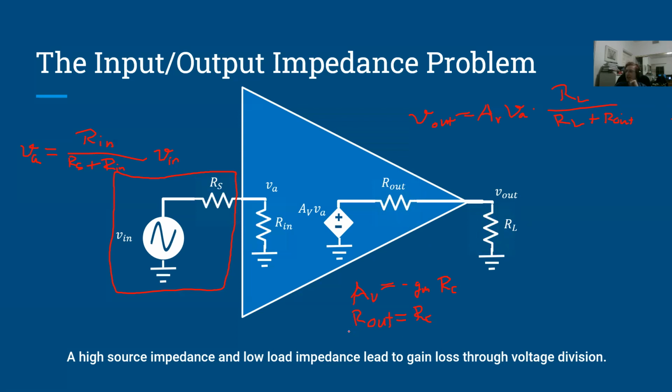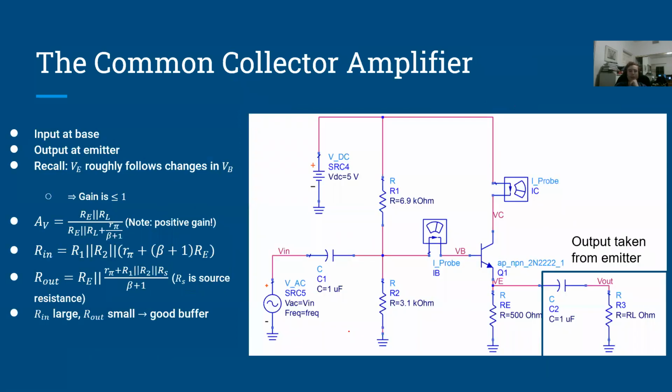And that's just going to ruin your day. So how do we get around that? Well, we use a different type of amplifier as the answer. So here's the common collector amplifier, for those who haven't taken 115A.